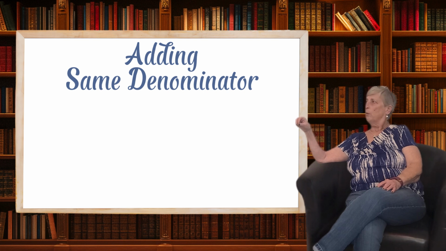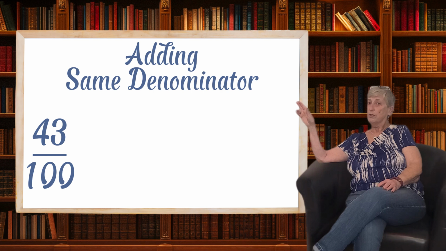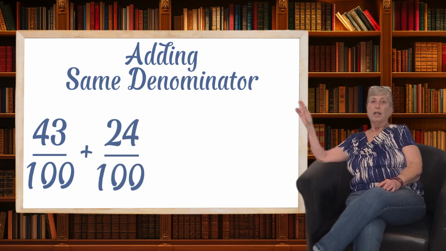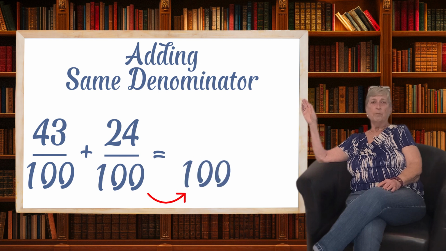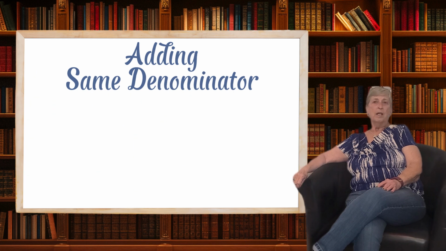Okay, in this example, we're going to look at 43/100 plus 24/100. Again, the first thing we check is to verify that the denominators are the same. These are, so all we have to do is add the top numbers, the numerators, and those 43 plus 24 would give us 67. So our answer would be 67/100.